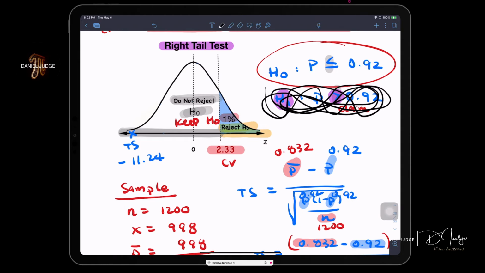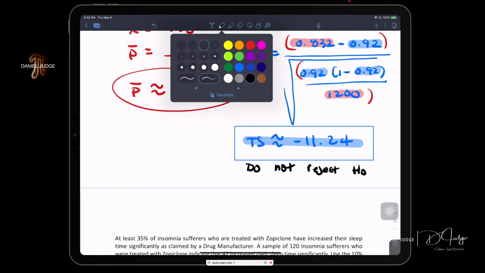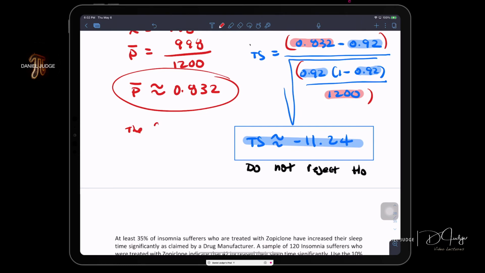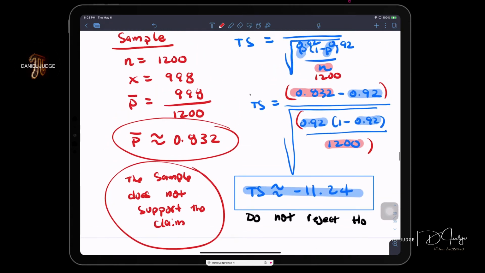You keep the null and the other one is out. The claim is out, ladies and gentlemen. The claim is out. Now, our formal conclusion, since the claim is out, the sample does not support the claim because the claim is out. So the sample does not support the claim. Goodbye, claim.